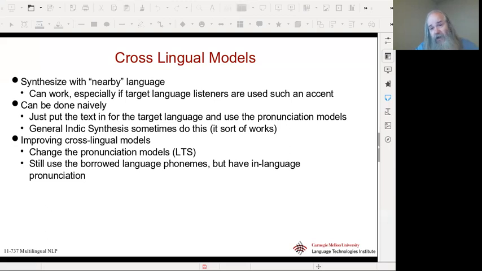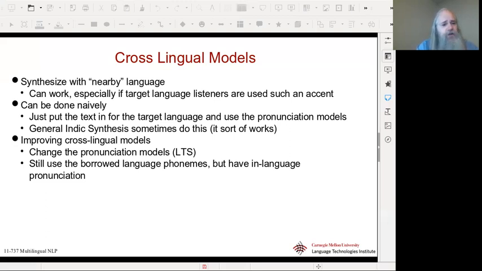And because it's very common to hear non-native Hindi speech, it's sort of okay if it's Marathi accented or Telugu accented and people still understand it. But you can do that, and sometimes that works quite well. It really depends on the particular languages that you're dealing with.